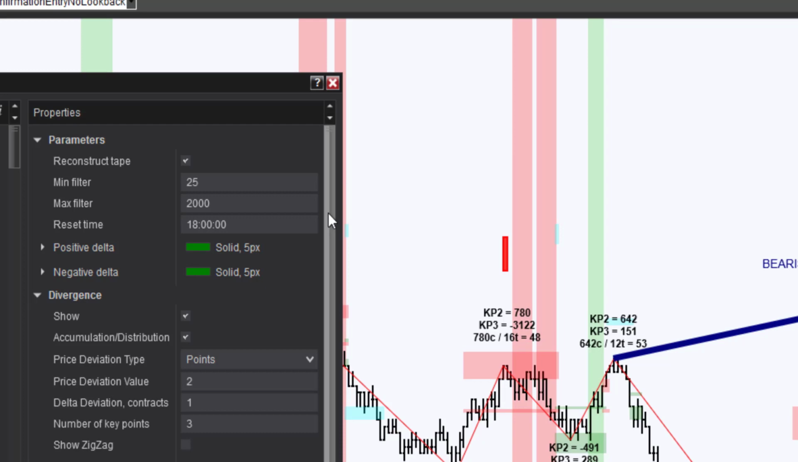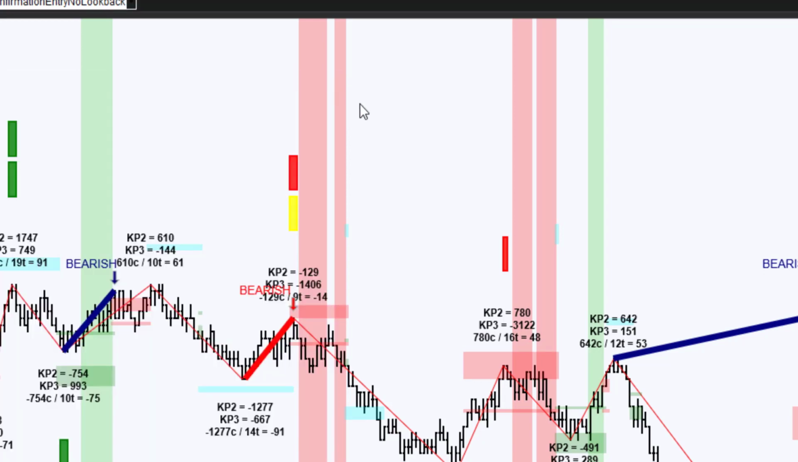I thought about this both ways, and I just want to bring it up to the users. When we reconstruct the tape and only look for a minimum order of 25, we're saying we're going to ignore all orders that are between 1 and 24 contracts. So the values that we receive in our KP2, KP3, and the KP2 ratios are all only representing orders of 25 or more.